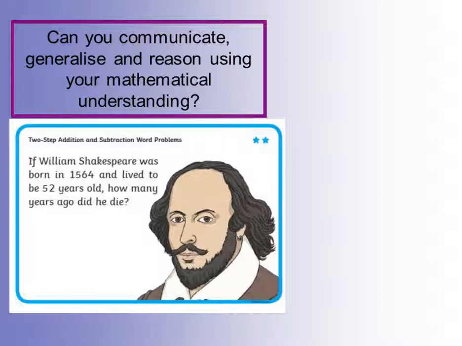Right. Now, the word problem that you're looking at now is similar to the ones you are going to find in your independent task. So let's read this one together. If William Shakespeare was born in 1564 and lived to be 52 years old, how many years ago did he die? So if William Shakespeare was born in 1564, lived to be 52 years old. How many years ago did he die?